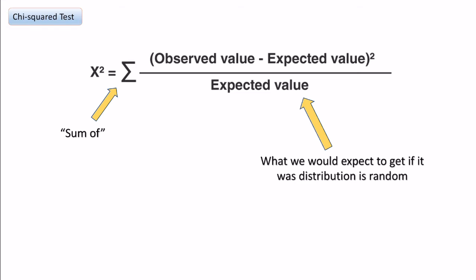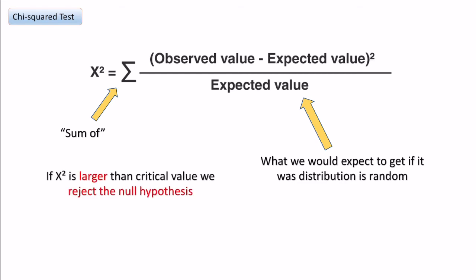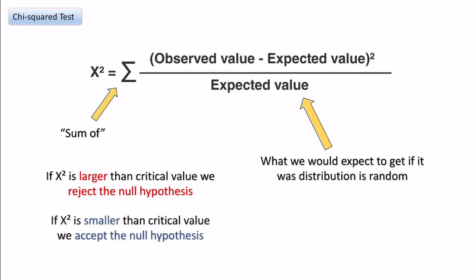In terms of the hypothesis, if the x squared value that I get at the end is larger than the critical value we compare it with, then we're going to reject the null hypothesis. And if the x squared is smaller than the critical value, we accept the null hypothesis. This will be explained through the example I'm going to use, but you might want to come back to this page to clarify those rules right at the end when concluding whether the test is significant or not.